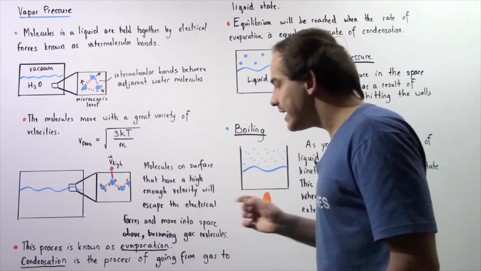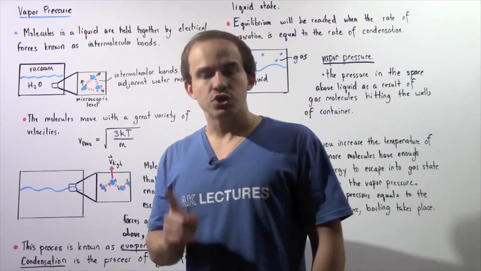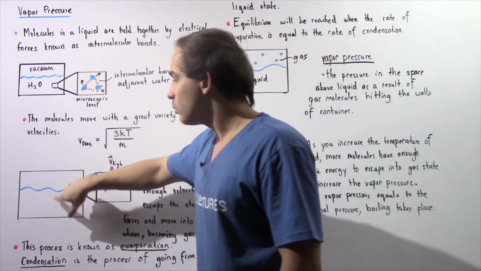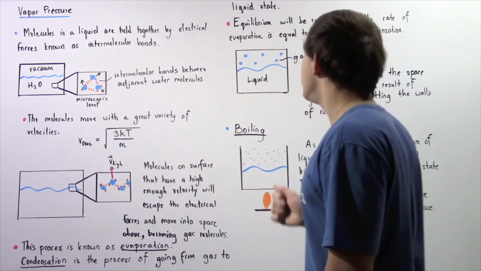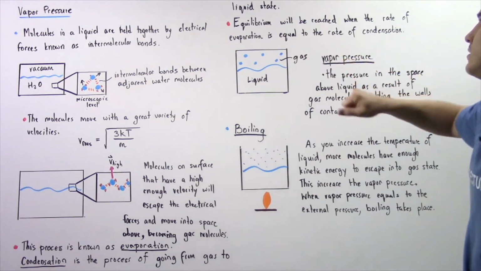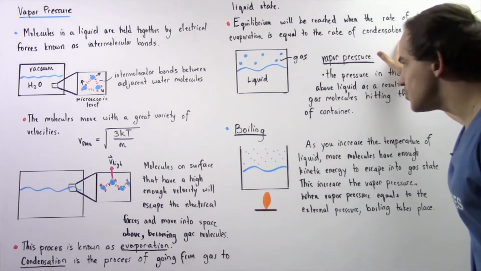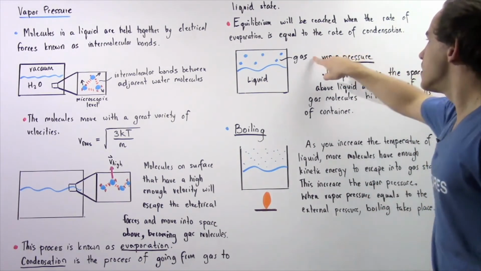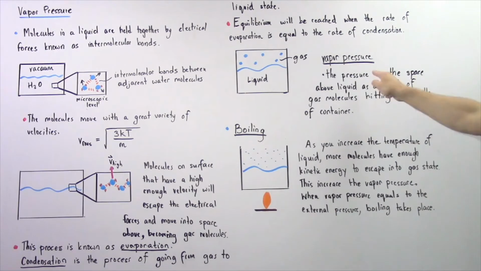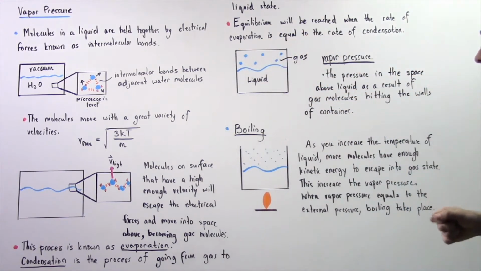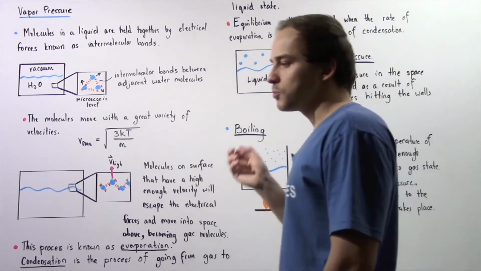Now, when the rate of evaporation is equal to the rate of condensation, well then our two systems, the liquid and the gas system, are at equilibrium. So equilibrium will be reached when the rate of evaporation is equal to the rate of condensation. And at this point, we can measure the vapor pressure. The vapor pressure is the pressure in the space above the liquid as a result of the gas molecules hitting the walls of the container. So this is known as vapor pressure.